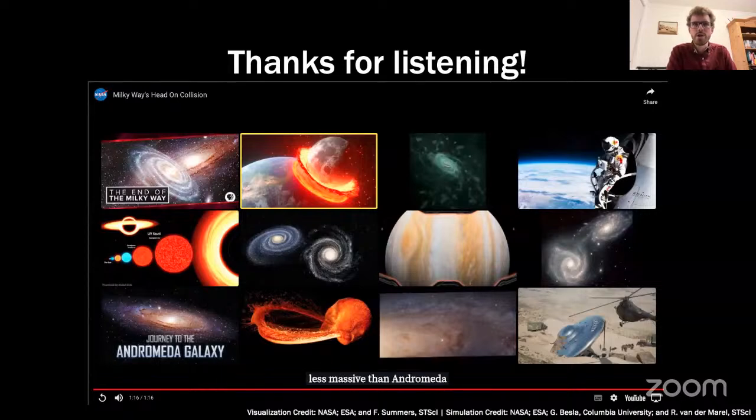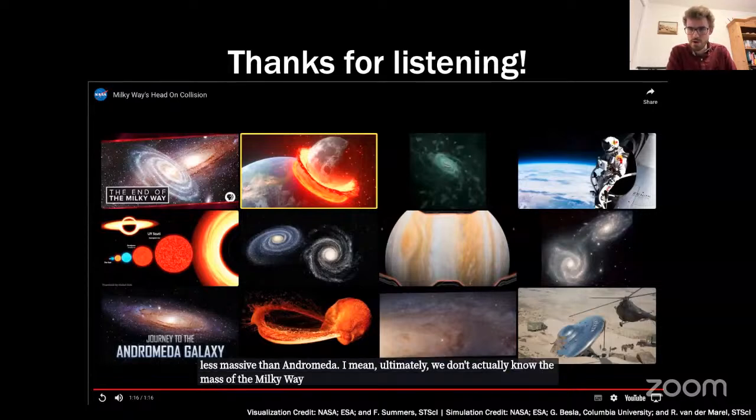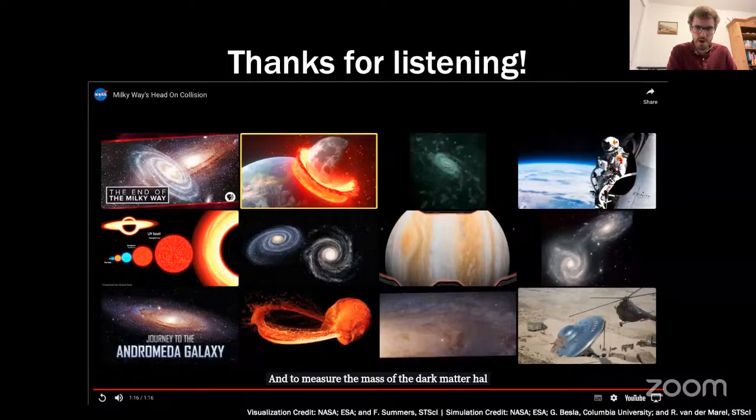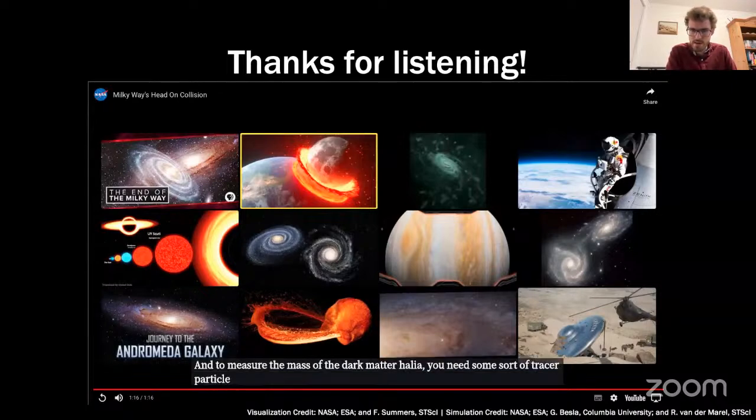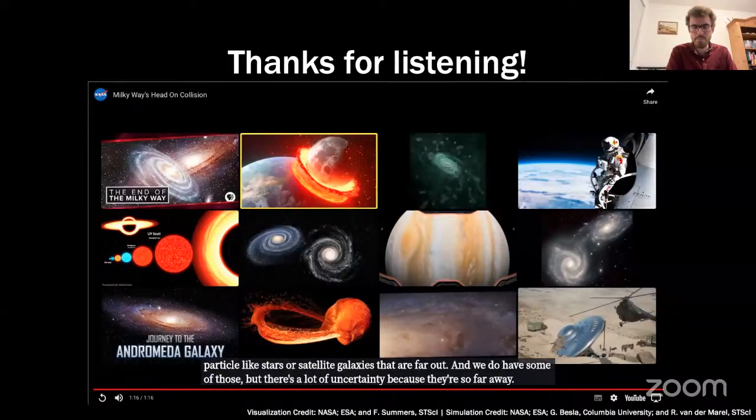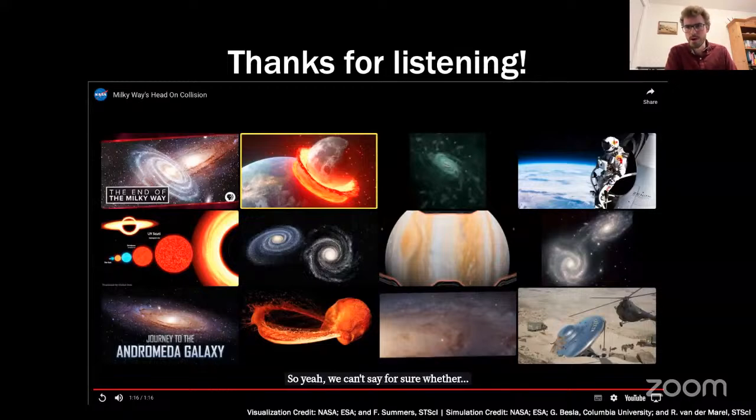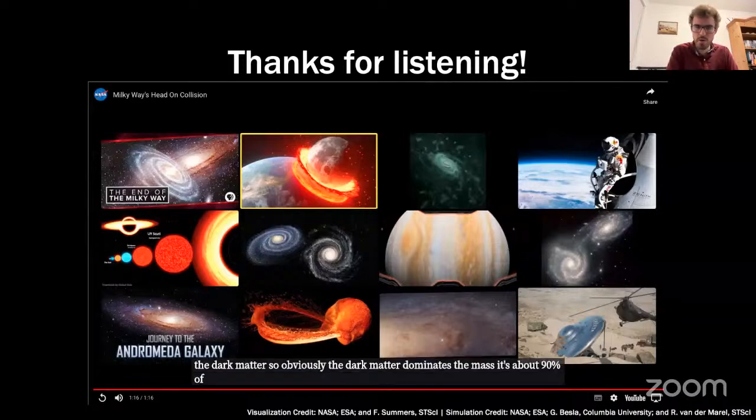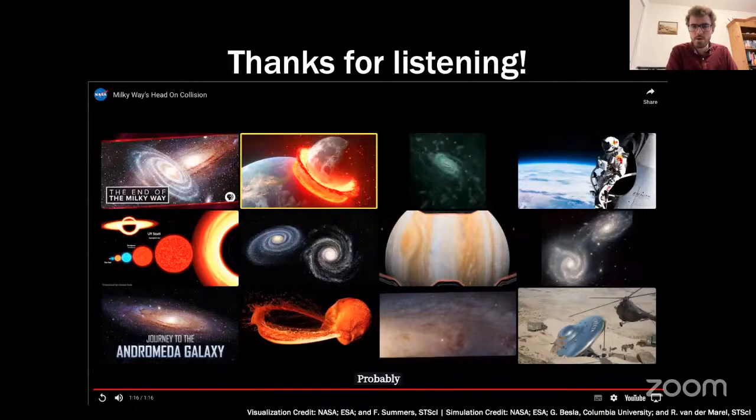I mean, ultimately, we don't actually know the mass of the Milky Way's dark matter halo because you can't see it, obviously. And to measure the mass of the dark matter halo, you need some sort of tracer particle, like stars or satellite galaxies that are far out. We do have some of those, but there's a lot of uncertainty because they're so far away. Obviously the dark matter dominates the mass because it's about 90% of the total mass or more, probably more. So we can't say with confidence whether the total mass is larger or smaller than Andromeda, but I think we can probably be pretty sure that the stellar mass is smaller than Andromeda.